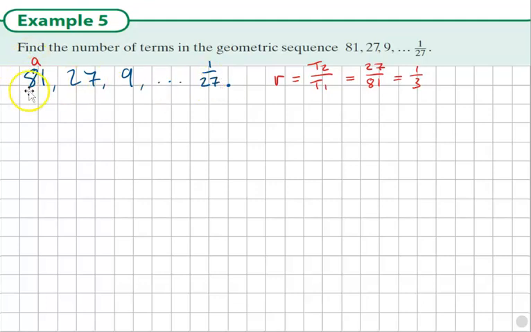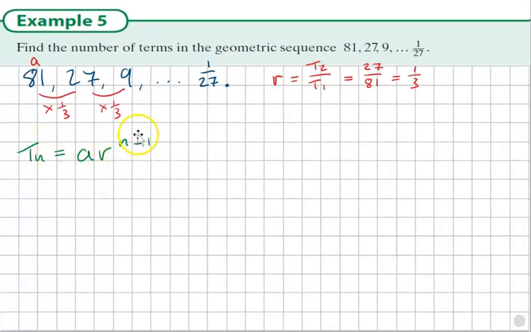We're going to label the first term as A. We need to work out the common ratio. So we're going to divide the second term by the first term. So we're going to divide 27 by 81, and we end up getting a third. So the common ratio is a third. So from 81 to 27, we're multiplying by a third. To get from 27 to 9, we're multiplying by a third, and so on. So we're going to keep multiplying by a third until we get to 1 over 27, and we want to figure out how many terms there is in this sequence.